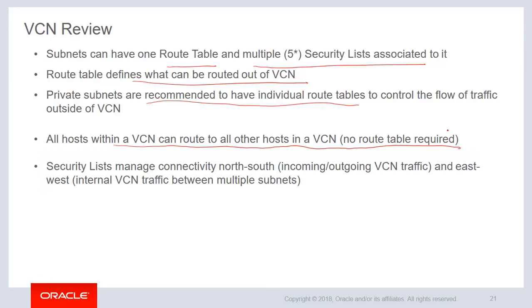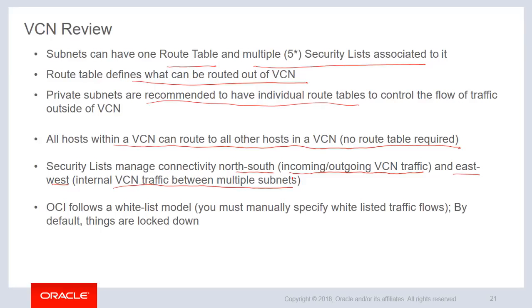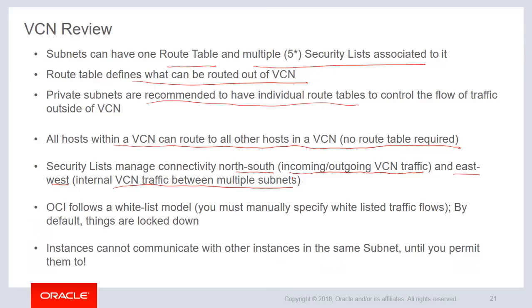Security lists manage connectivity north-south, which means incoming and outgoing VCN traffic, as well as east-west, which means internal VCN traffic between multiple subnets. We will look into this on the next slide. OCI follows a whitelist model. You must manually specify whitelisted traffic flows. By default, things are locked down. What it means is instances cannot communicate with other instances even in the same subnet until you permit them to. That's basically what I mean by things are locked down. It has to follow a whitelist model. So let's look into what this means.